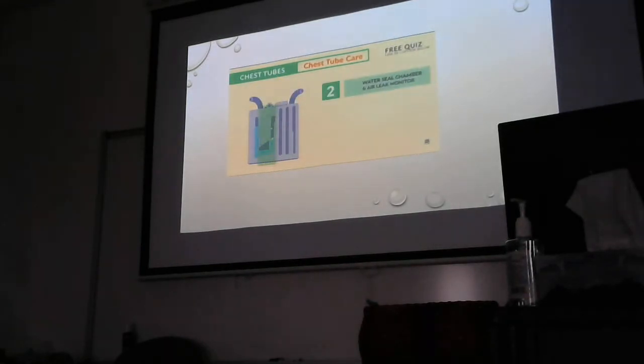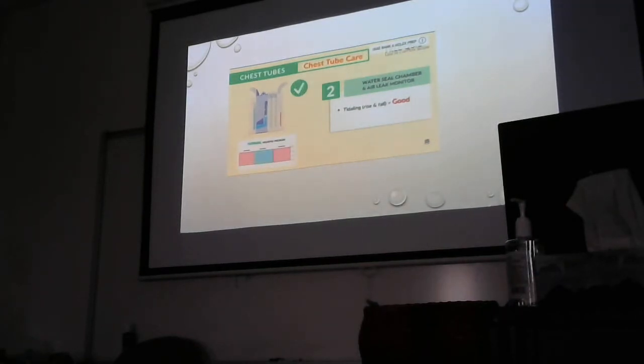Next, we have the water seal chamber and air leak monitor. This guy acts as a one-way valve to help drain air and fluid from the lung, and also prevents air from entering that chest cavity. Now, it's good to see a steady rise and fall with breathing. This is known as tidaling, and this is good. It means that the system is working correctly and keeping that negative pressure, naturally rising and falling with each breath.